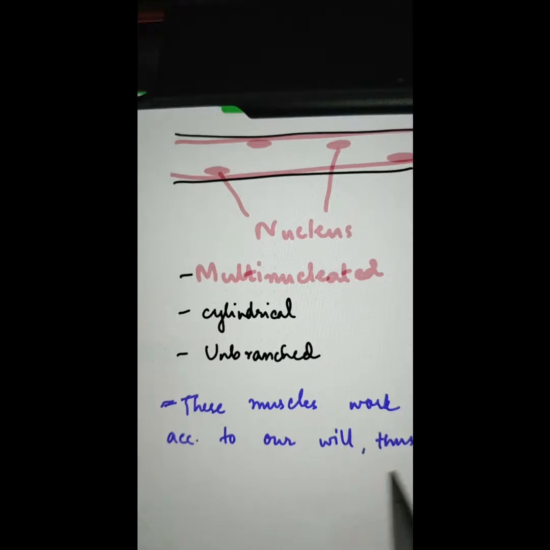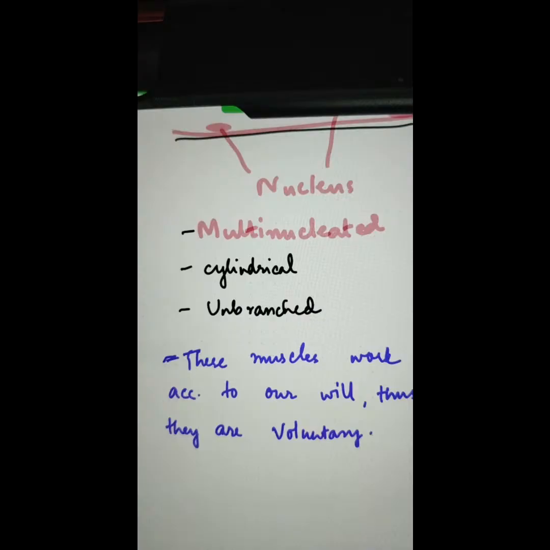Thus, they are voluntary. So, we have written the meaning of voluntary because they are working according to our will. If you want to move your hand, you can. If you want to move your leg, you can. Why? Because the skeletal muscles work according to our will.